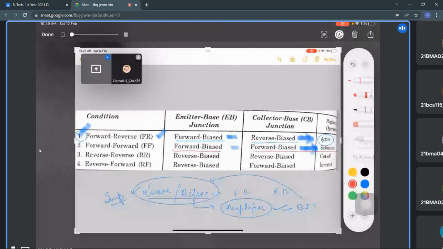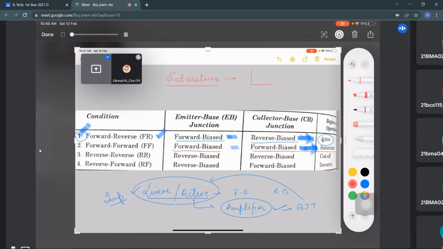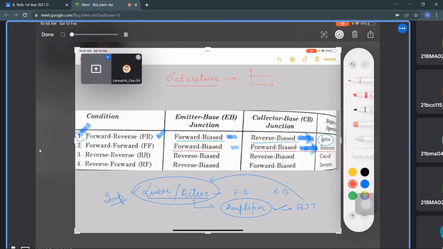We talk about the second one, that is saturation. Means saturation we are talking about. So both the regions are. What is the meaning of saturation? Means, minority current. So means if we have input and we have output, so output is not going to change with respect to input. Whatever input you are changing, output remains the same.